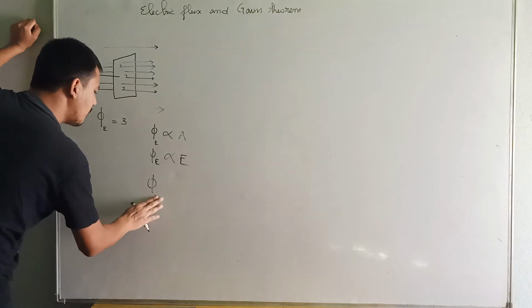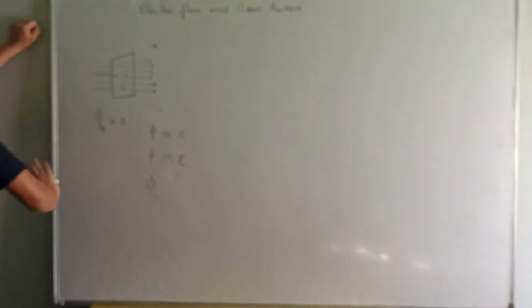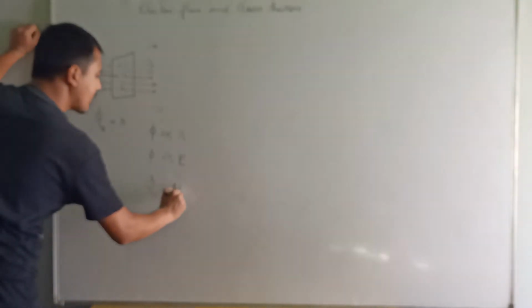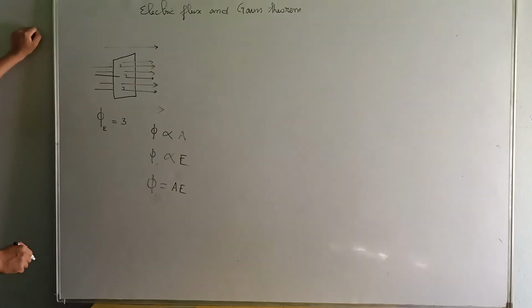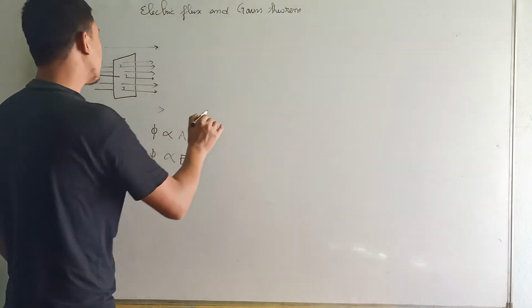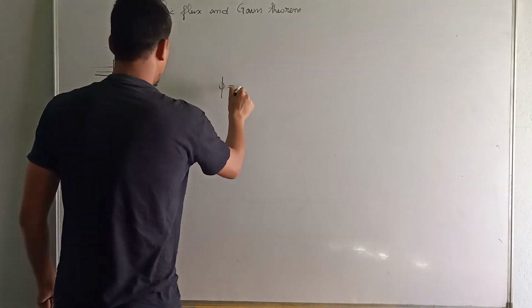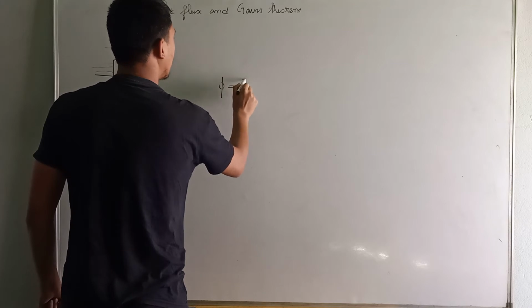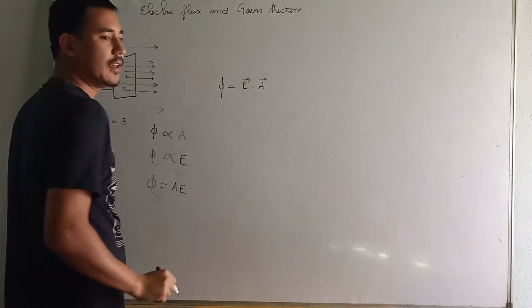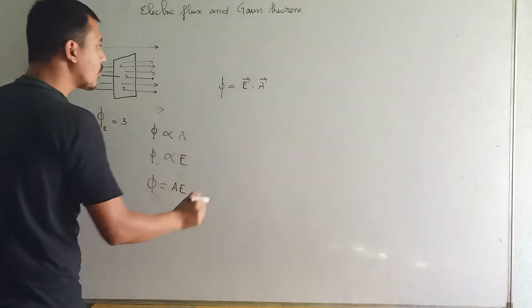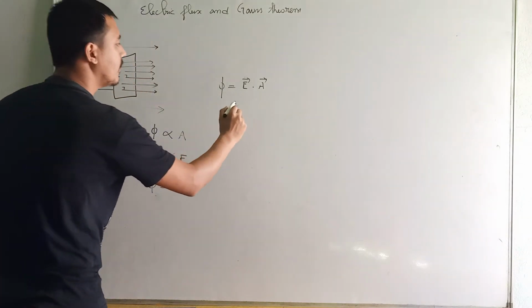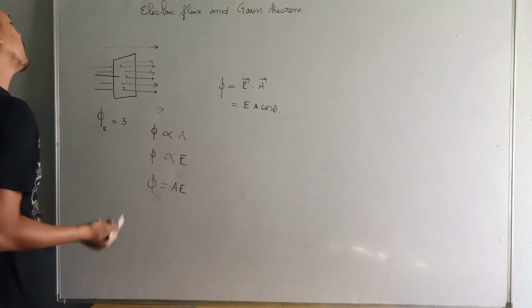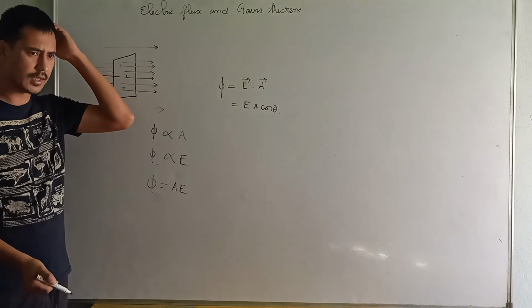phi E, or you can just simply write phi, no problem. Phi will be equal to the product of E and A. But I'm going to write the dot product of E and A. Why? Dot product of E and A means EA cos theta, right? Why dot product of E and A? Why not scalar product of E and A?